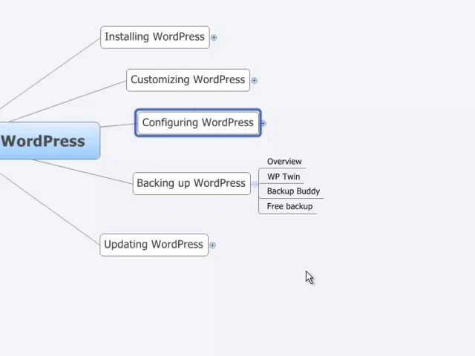So it's very important that you not rely on your web host for a backup, because typically what happens is your web host, they do backups. They back up your files. They don't back up your database. So a WordPress website with files and not a database is pretty useless. So that's the overview. Next up, we're going to talk about WP Twin.